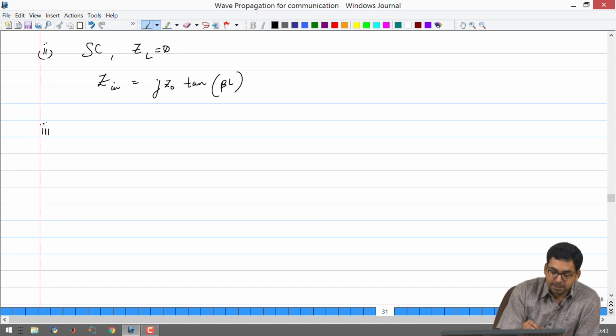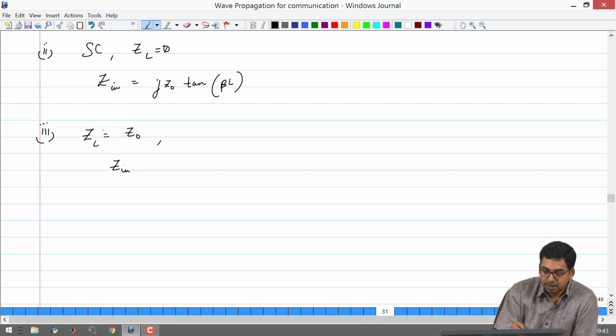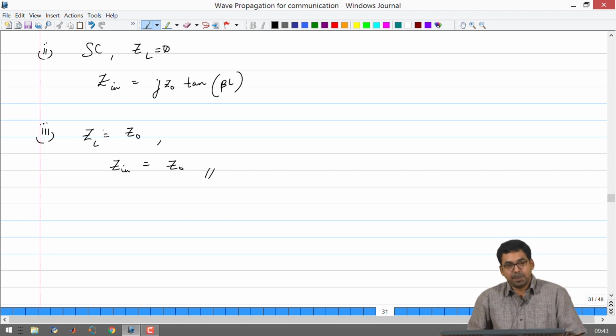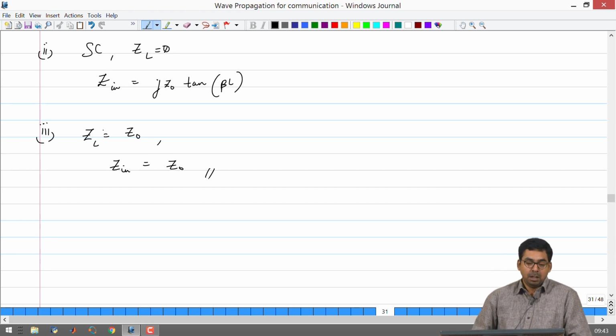And the special case is where you have ZL equal to Z naught, Z in is going to be equal to Z naught. This is a special case because if your load impedance is the same as your characteristic impedance, no matter how long or how short your transmission line is going to be cut, no matter what, at the input you will see only characteristic impedance Z naught. It will look like it is purely resistive.